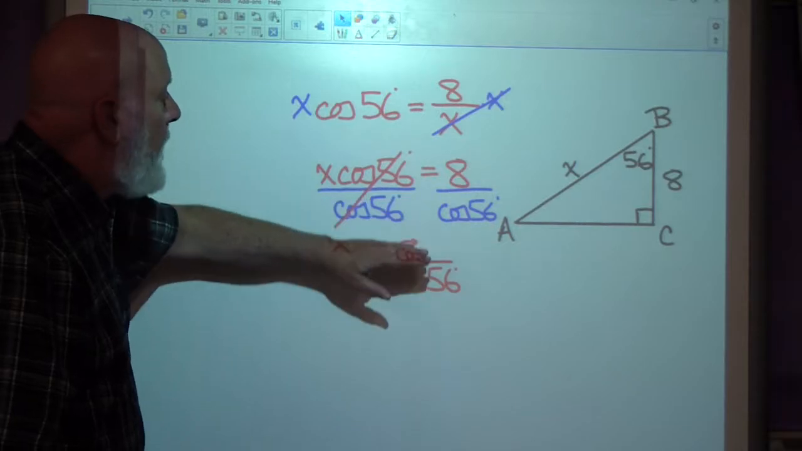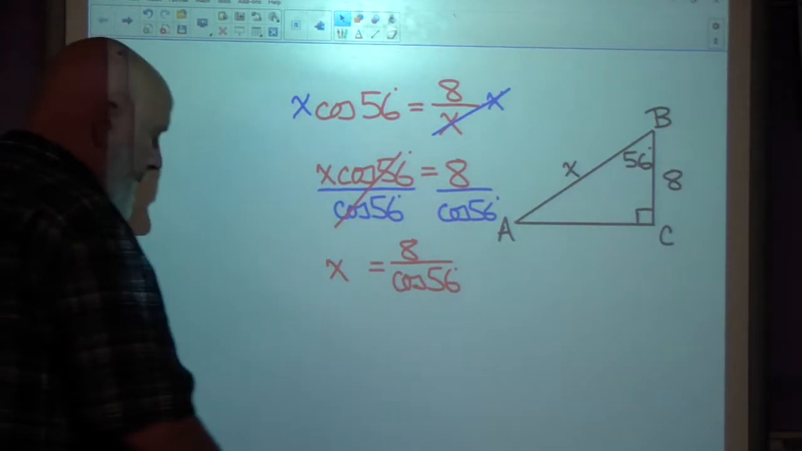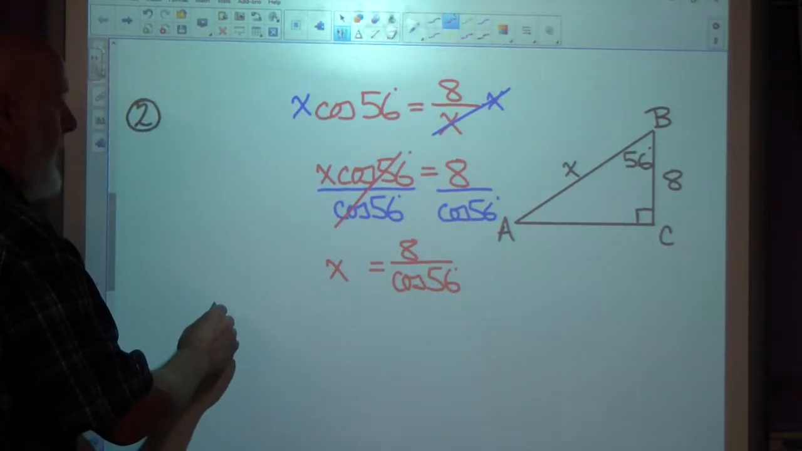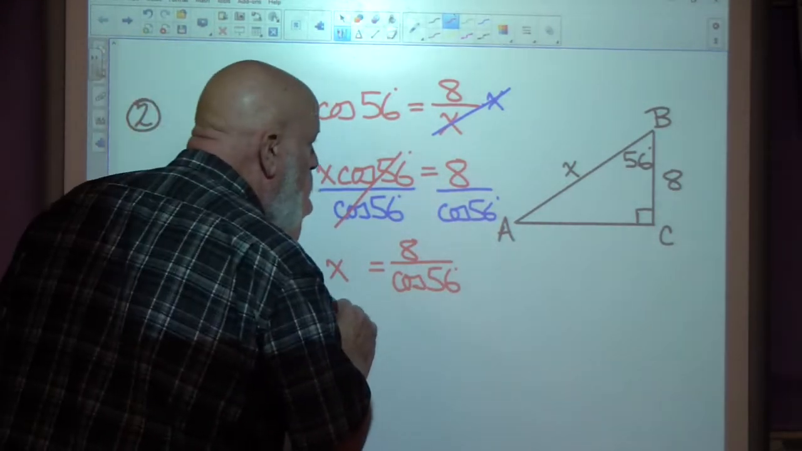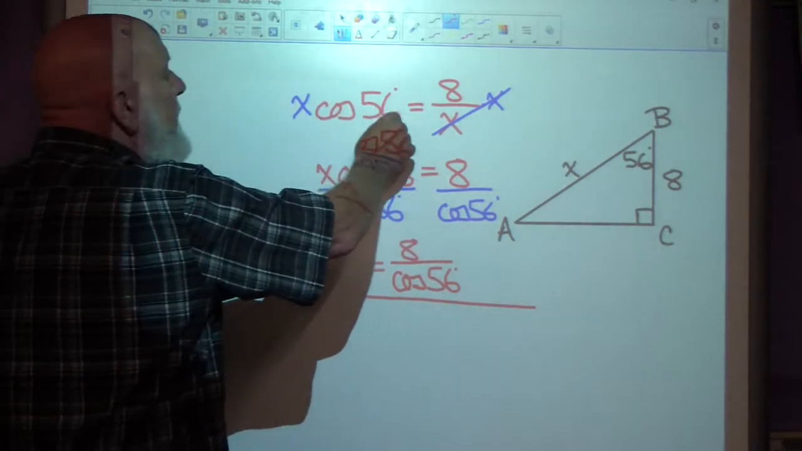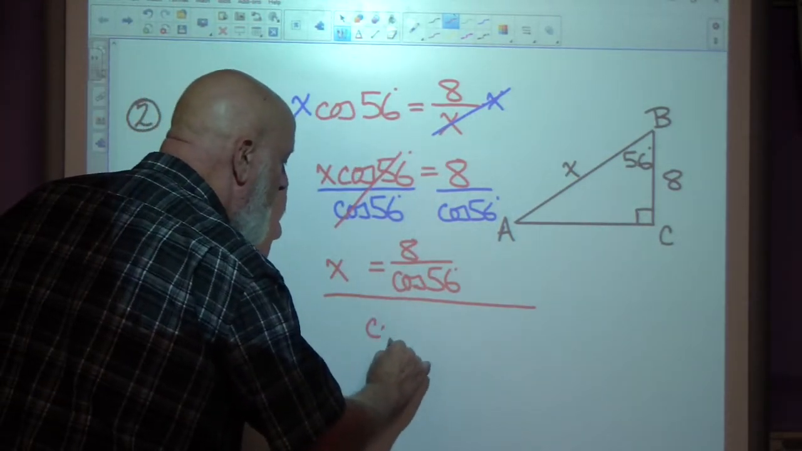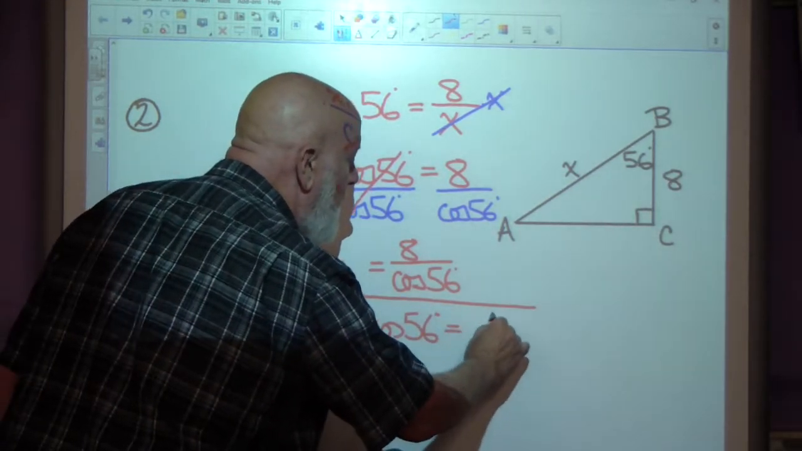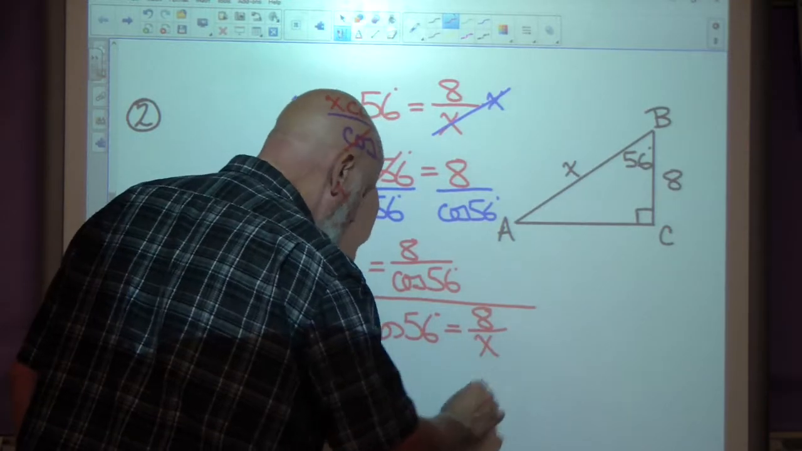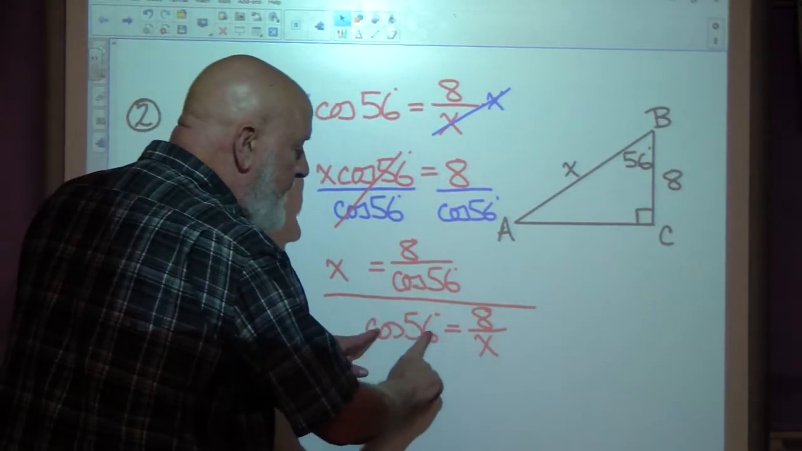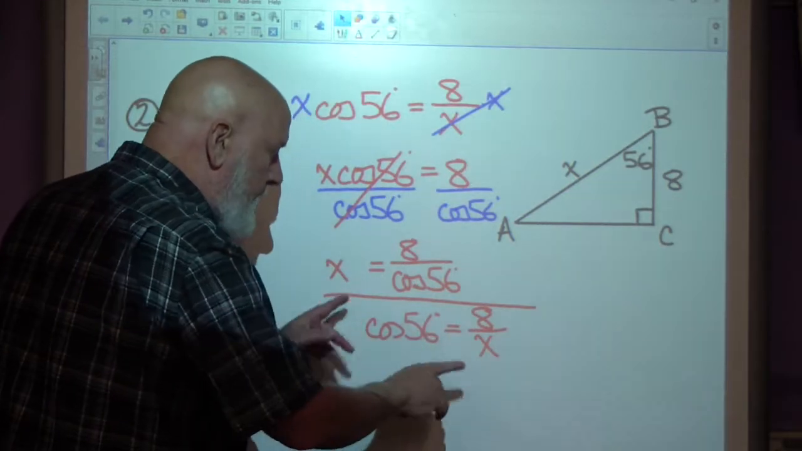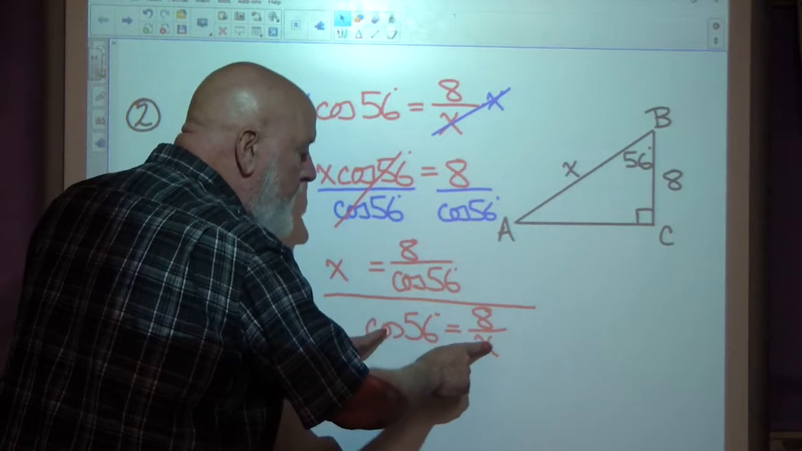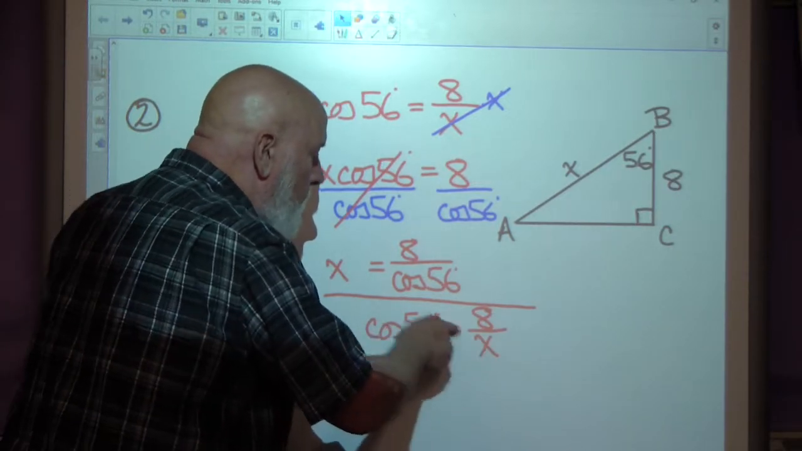Okay, you see how this worked algebraically. I'm going to show you the shortcut now, as I said I would. Here's the quick way of doing that. If we have cosine 56 is equal to 8 over x, if our variable's in the denominator and we have just a statement like this where there's no addition or subtraction going on, if we want this solved for x, we can just switch the places of these two. We can just go, whoop.